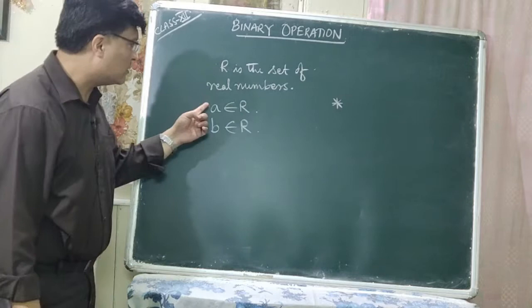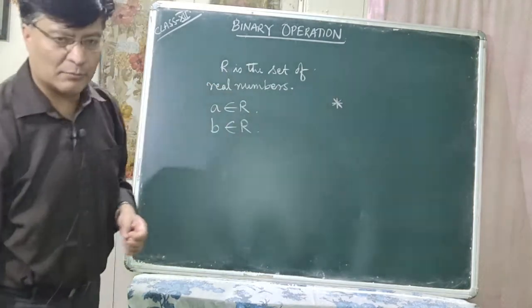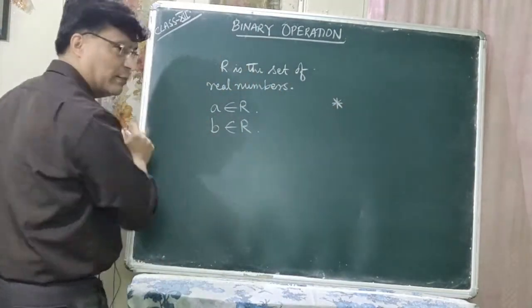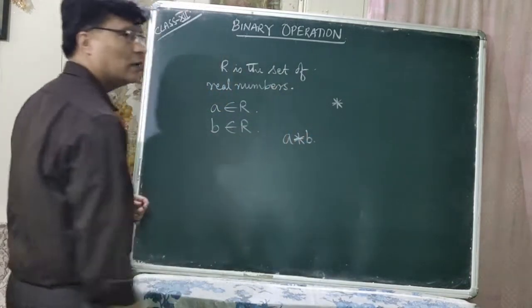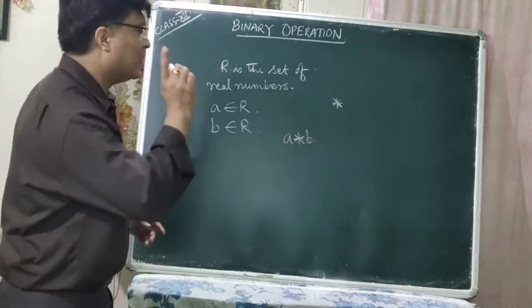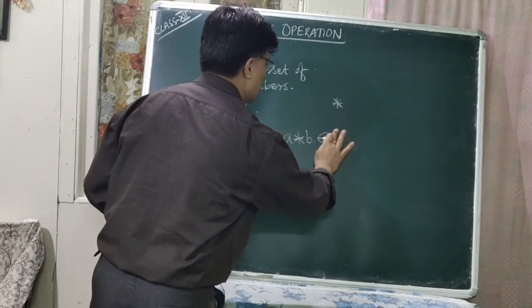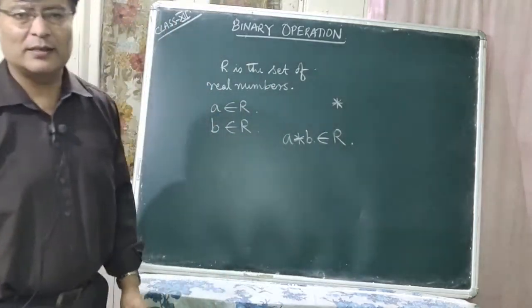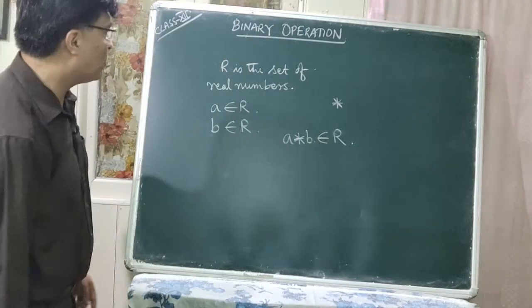So let us take the two elements a and b that belong to the set of real numbers R. And now this star is operated on these two elements. Suppose this is a star b. If you take the operation on these two elements, that is a star b, and if that a star b also belongs to the set of real numbers R, then this star is known as the binary operation. So I think you've understood it. So what is a binary operation?